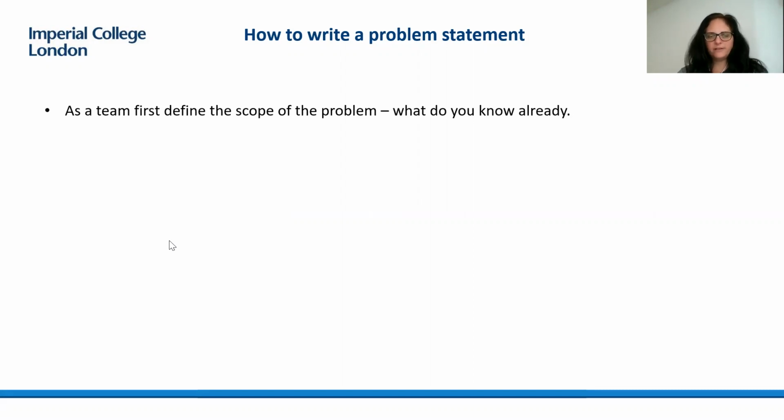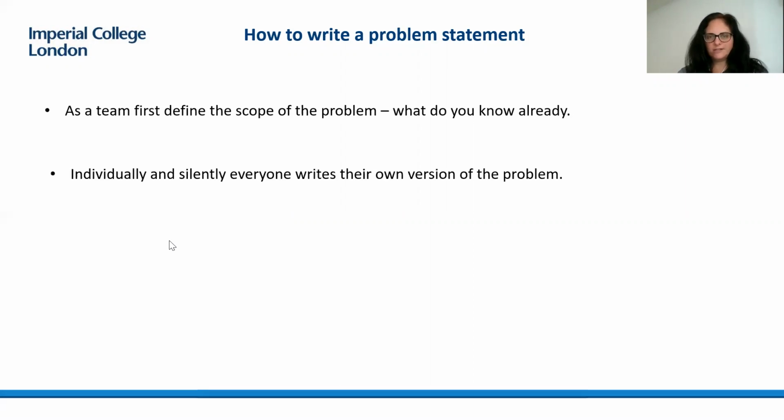And it may be useful at this point to bring in post-it notes so everybody can first of all start individually and silently writing their own version of the problem within the scope that you have defined. So it's very important, first of all, to set a scope of what you want to work on and then give team members individually an opportunity to write out their own version or their own perspective of that problem.